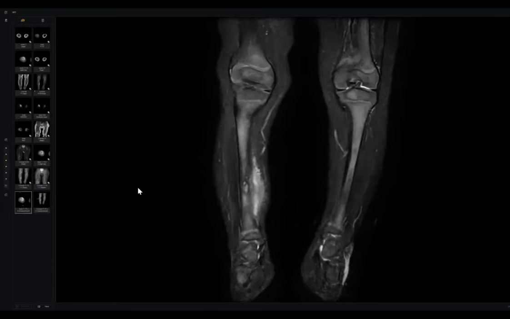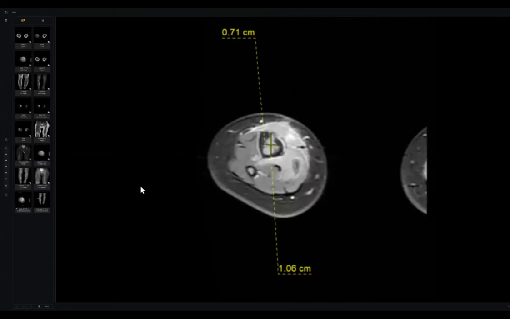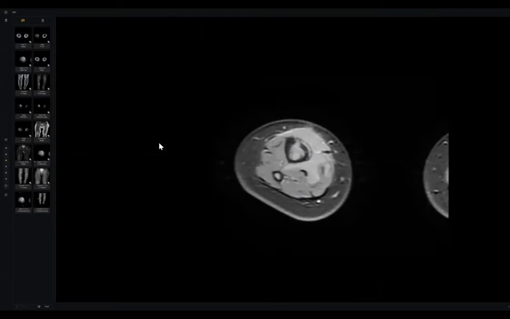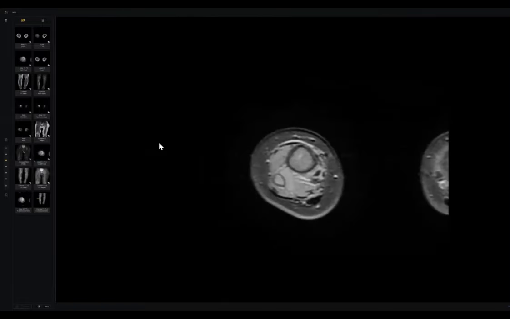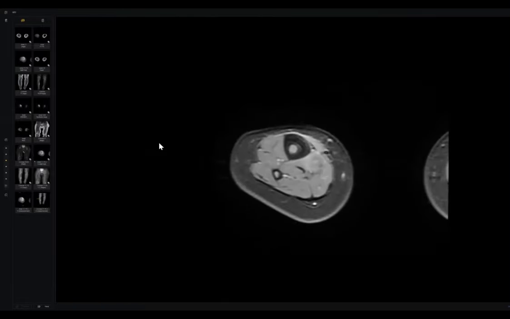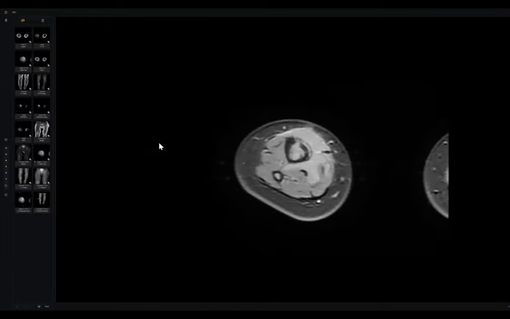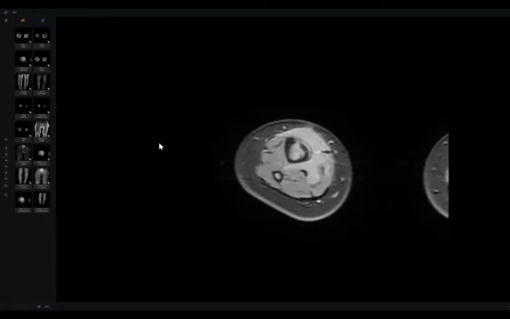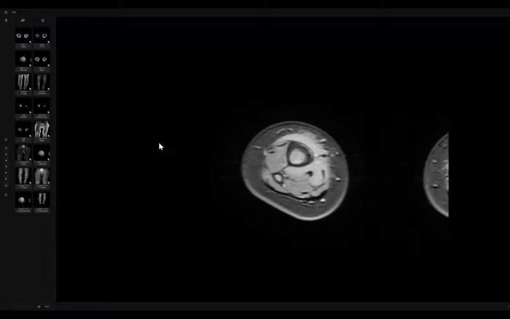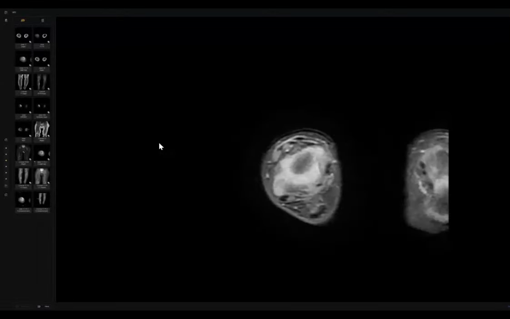What is your next step? Look here, this is the post contrast. I'd like to see whether the soft tissue component is enhancing or not. What do you think? I think the soft tissue component is also enhancing in the anterior part and the medial part of the limb. So what's your final diagnosis?